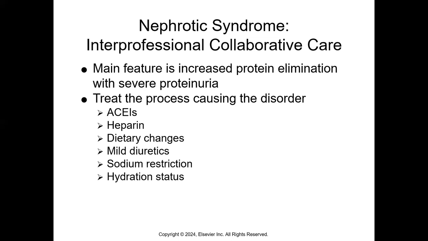So we treat this by helping to modify the process that's causing the disorder. So patients will be given pril medications like lisinopril, ACE inhibitors. This decreases the protein loss. They'll be given heparin. Heparin will help us decrease clotting, and this will help to improve the kidney function. The blood will flow better through.